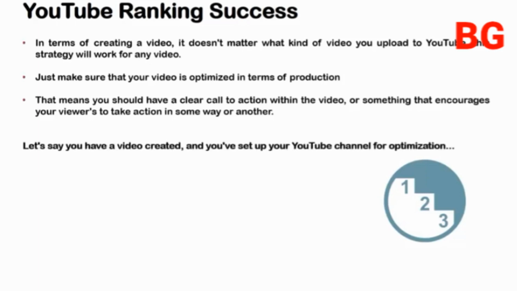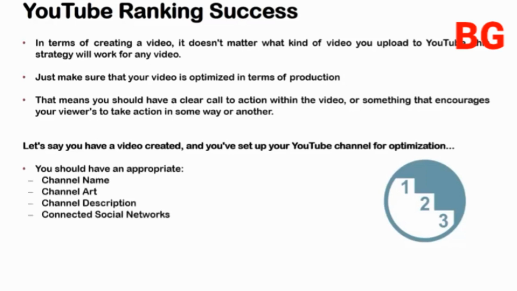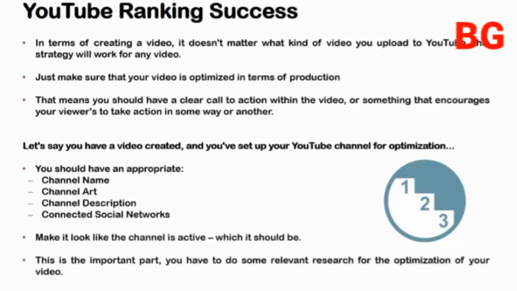Let's say you have a video created and you've set up your YouTube channel so that the homepage is fully optimized. You should have an appropriate channel name, art, a description, connected social networks, and make it look like the channel is active, which it should be. Now, this is the important part. You have to do some relevant research for the optimization of your video.